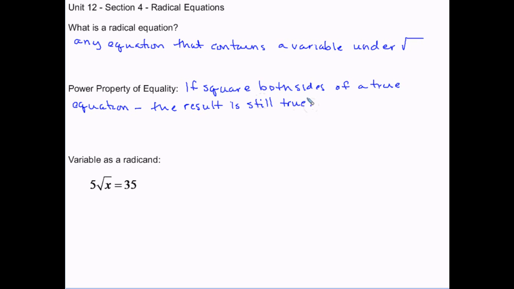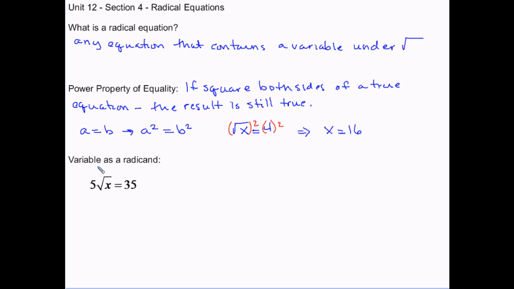So this follows along the same line as we can add the same thing to both sides, subtract the same thing, divide, multiply. For example, if I have a is equal to b, well then a squared will be equal to b squared. Or if I have the square root of x is equal to 4, and I square both sides, I get x is equal to 16. And these will remain true.